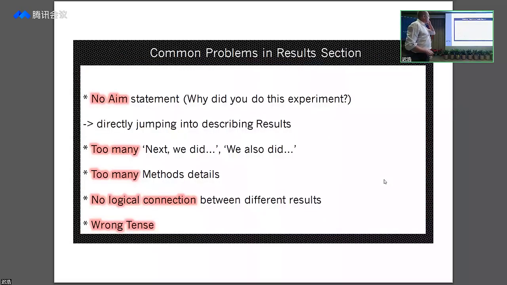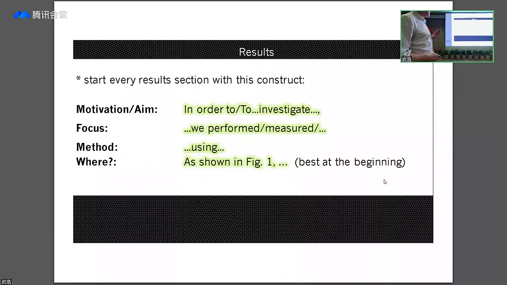Results section. So here, a number of problems about the results section. There's no aim statement, too many "next we also did", too many methods details, no logical connection between different results, wrong tense. So what I want to show you here is a very simple structure that I would like you to start using without worrying about sounding too repetitive. Just use it over and over again, and your readers will be ever so grateful to you because it is so clear to them why you did the experiment.